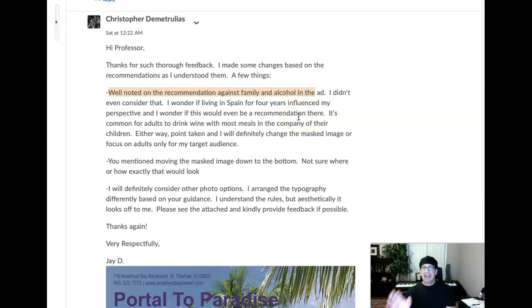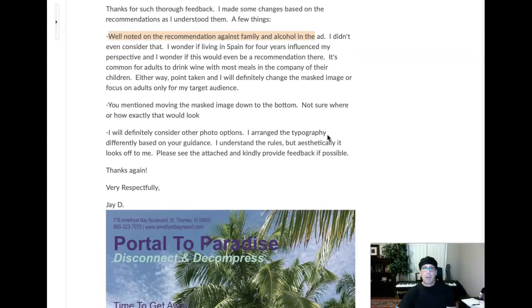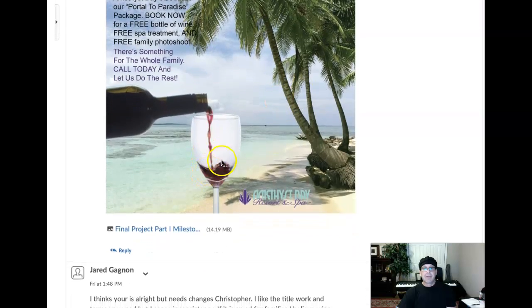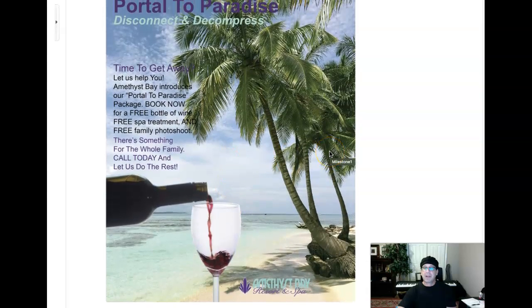That's fantastic. Just to play it safe, let's just go ahead and change that masked image. I would think, unless you feel differently, we can go ahead and consider changing that. I mentioned moving the masked image down to the bottom. Not sure exactly where that would look. Right now, just go over to the course announcements and take a look at all of those examples that I posted way back during week one. That's why they're there. They're there for you.